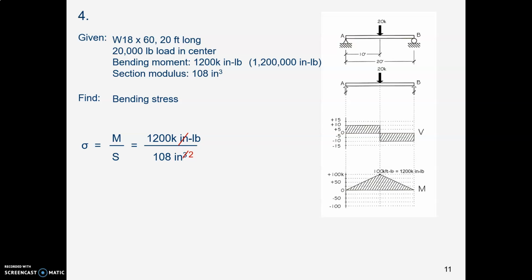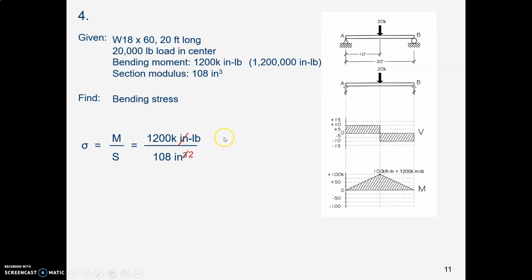Now let's do a unit analysis. If the bending moment is in inch-pounds, and the section modulus is in inches to the third, we've got inches on the top and the bottom, so one of those inches will cancel out. The inch on the top will cancel out one of the inch times inch times inch on the bottom, and we're left with 1200K pounds over 108 inches squared.